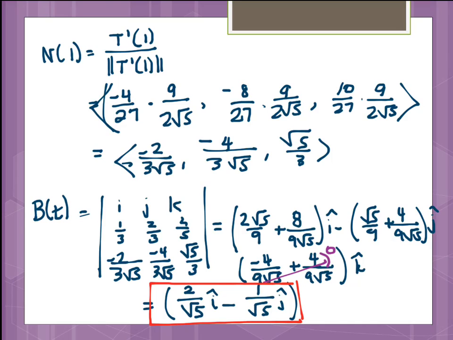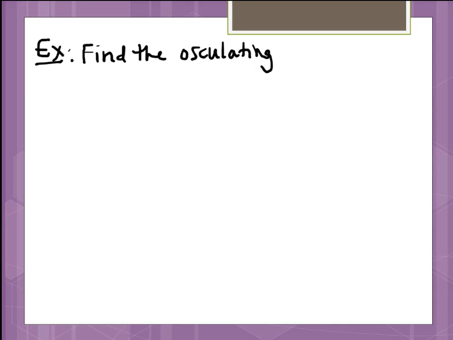So next time you're going to have a little bit of homework from this section. Let me give you an example of one that we're going to do here. And the directions talk about this osculating plane, so it wants us to find the osculating circle at the given point.